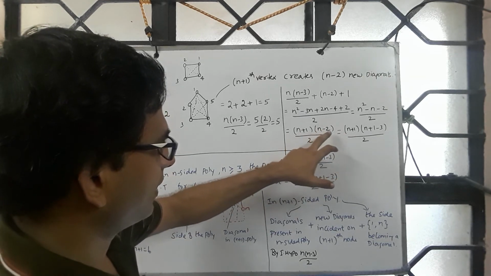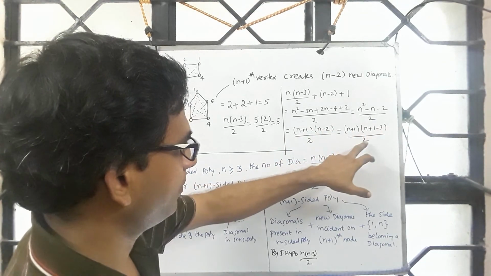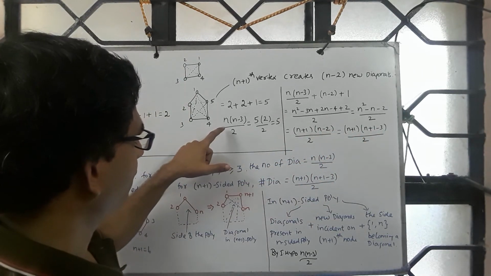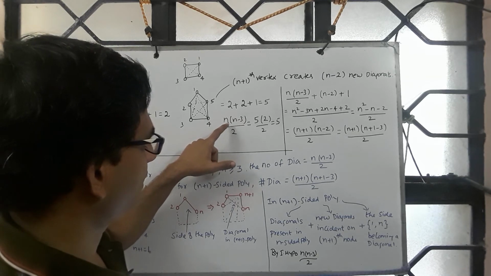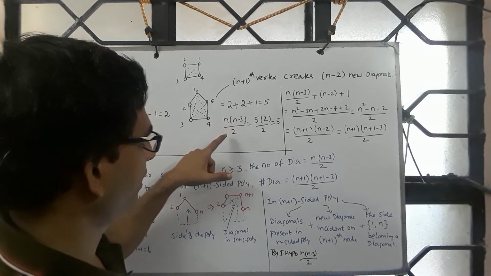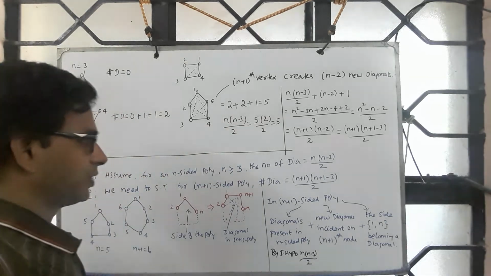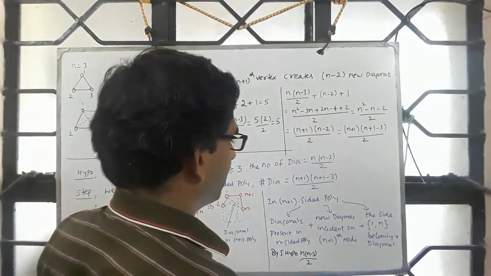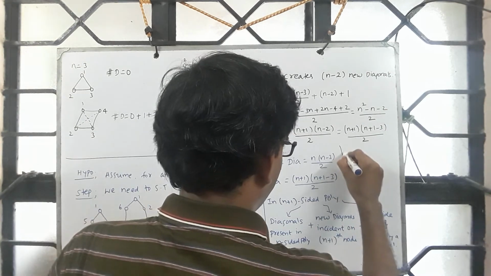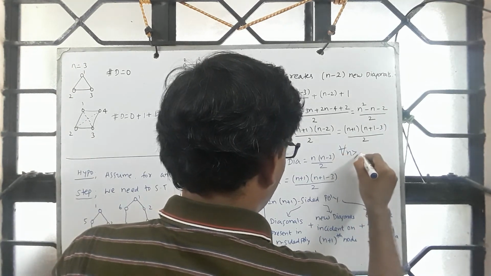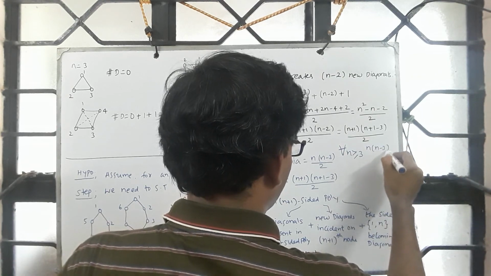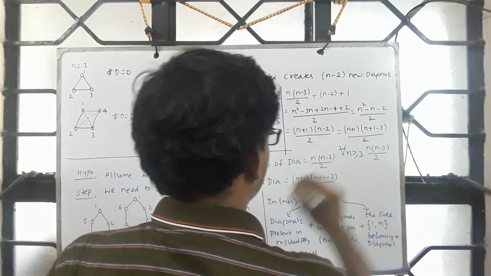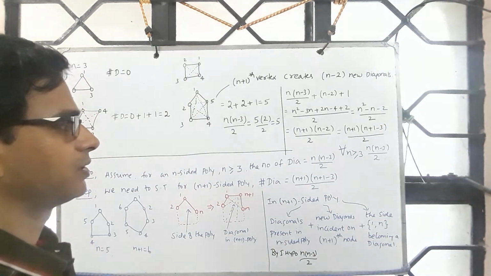So on simplification, you get n plus 1 into n minus 2 by 2, which is n plus 1, this I am rewriting as n plus 1 minus 3 by 2. Now when you plug in the formula, if n is n plus 1, you get n plus 1 into n plus 1 minus 3 by 2. So therefore, for all n greater than or equal to 3, the number of diagonals is n into n minus 3 by 2. This completes the induction.